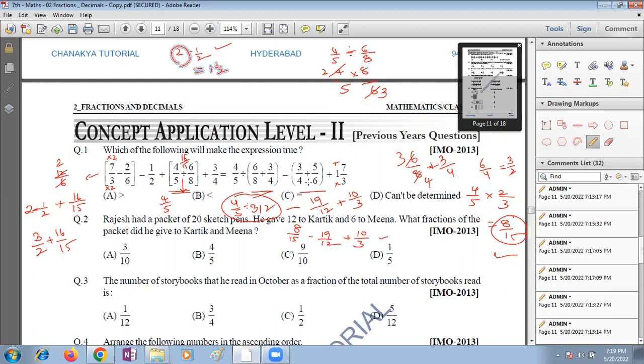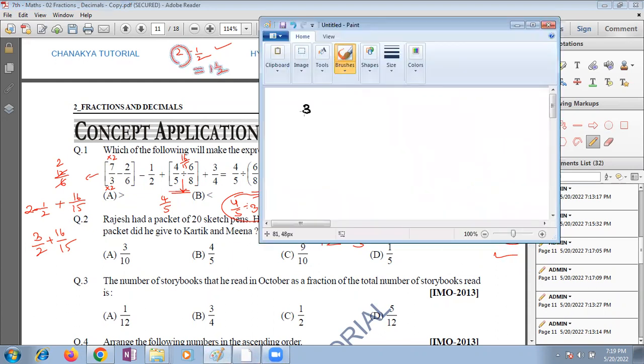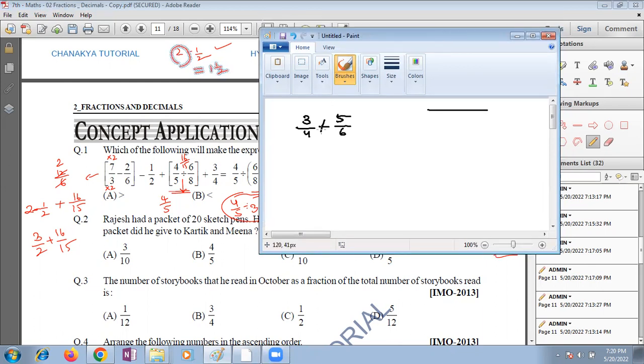But this part, 3 by 4 plus 5 by 6? Ma'am, I think it's not 59. 3 by 4 minus 5 by 6, how much? 3 by 4 plus 5 by 6, not minus. Yes, ma'am, it's plus. LCM of 4 and 6? Ma'am, it's 19 by 12. Yes, 19 by 12 only, Deepti. You said it just before also.